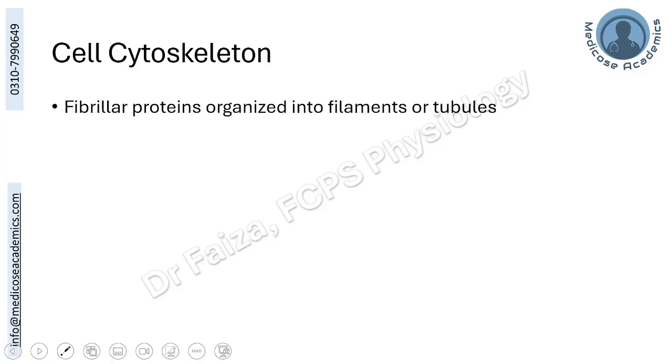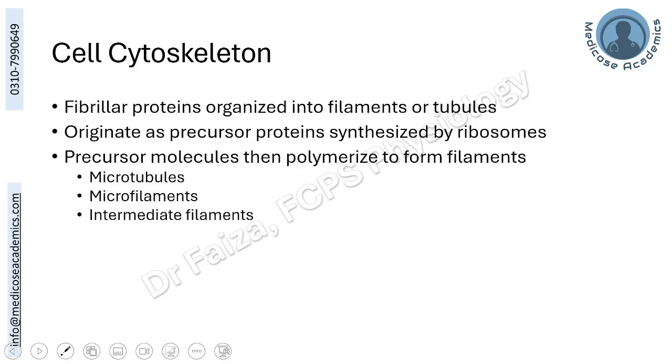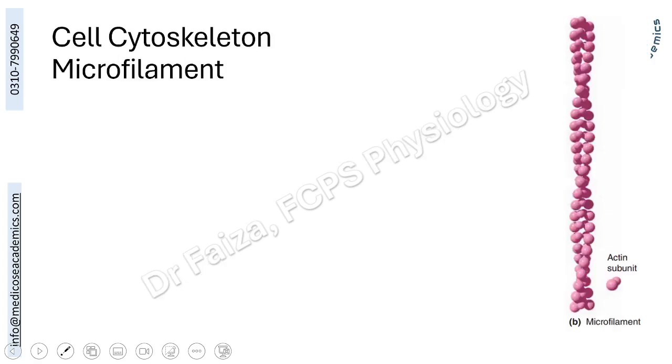Cytoskeleton is formed of fibrillar proteins which are arranged either into tubules or filaments. They originate as precursor proteins synthesized by the ribosomes. These precursor molecules then polymerize to form either microtubules, microfilaments, or intermediate filaments. Overall, we talk about the function of the cytoskeleton. It is involved in maintenance of the structure and change in shape supported by the cytoskeleton, and also it has a role to play in movement of the cell.